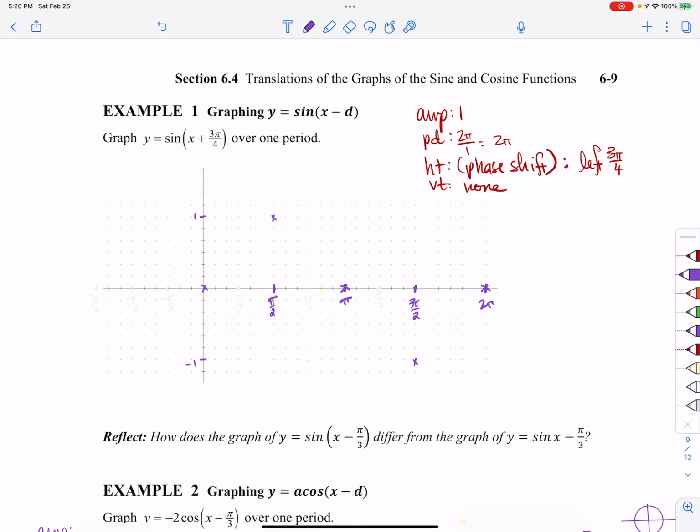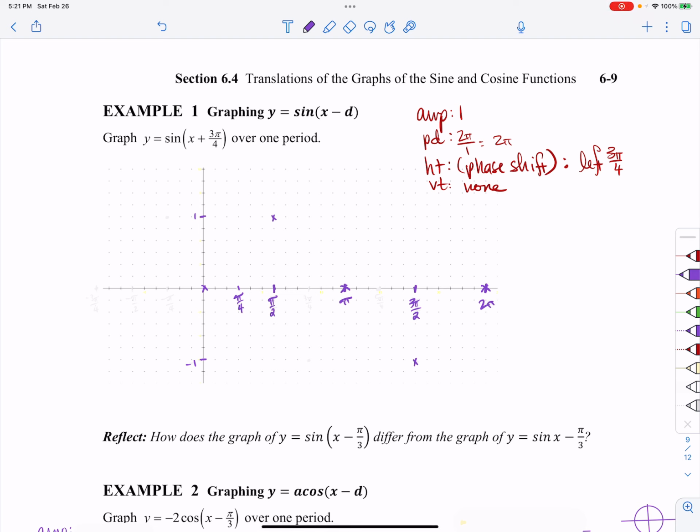Now what we're going to do is take our 5 major values and shift them to the left 3 pi over 4. But before I do that, I have to figure out how many blocks is 3 pi over 4 so that I know how many blocks to shift all of my points. Since I'm looking at pi over 4s, I took the first quadrant and split it in half. I took half of a half and got pi over 4.